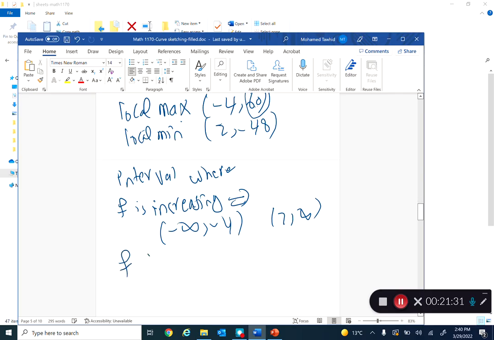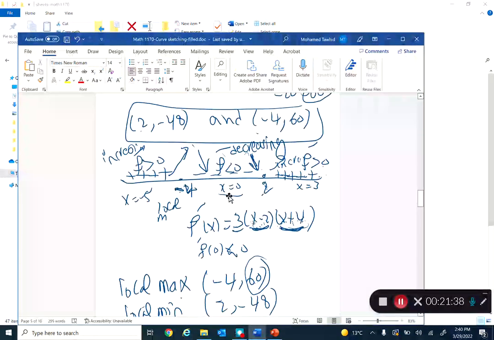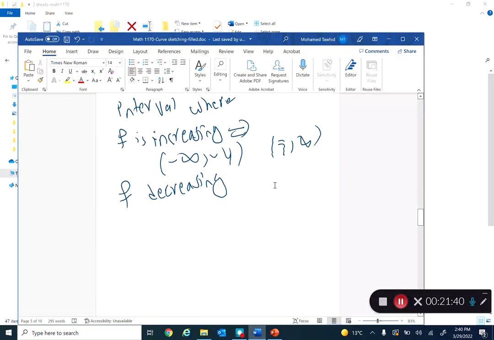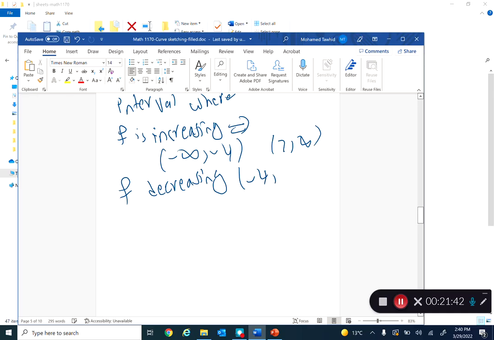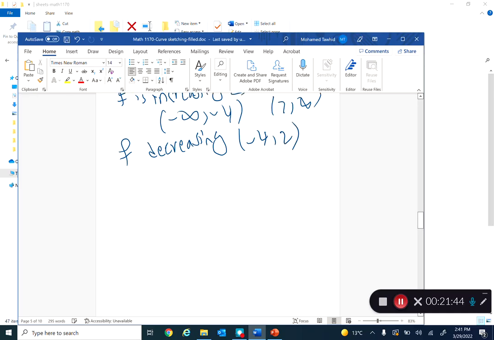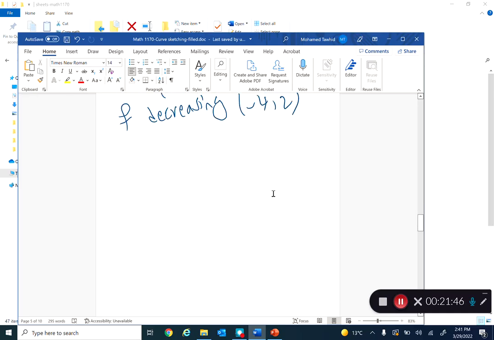So where is f decreasing? F is decreasing between -4 and 2, -4 and 2 only. All right, so far I have 2 steps. I need to collect those 2 steps to sketch the graph. All right, so let me sketch the graph.